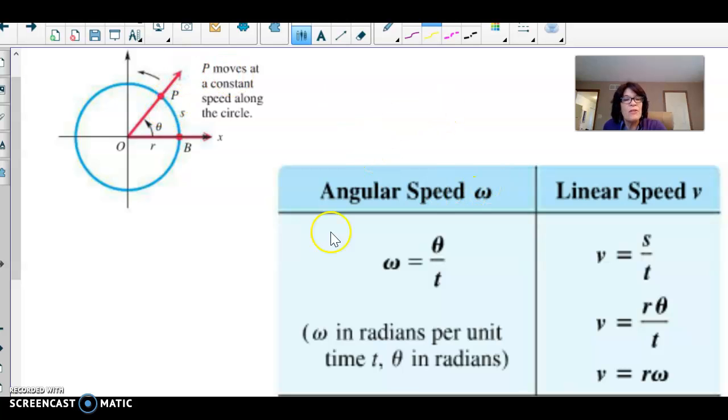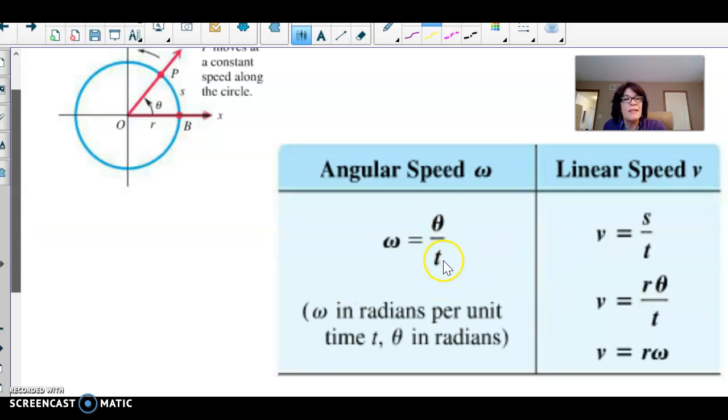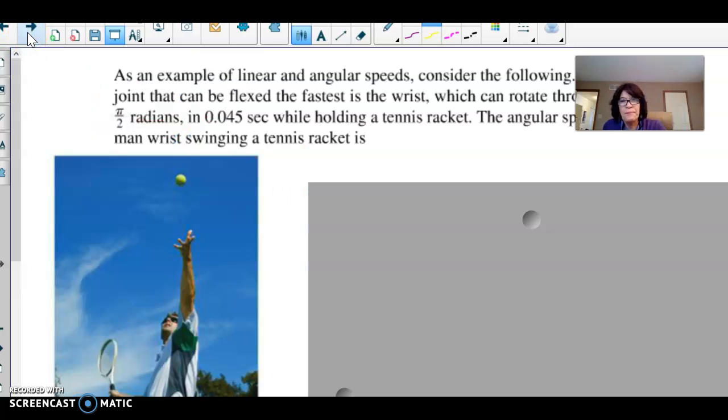Okay, so let's just try to get those settled in your head. Omega is the angle in radians over time. Notice theta is in radians again, not 20 degrees over time. In radians. All of these formulas only work with the mathematical measurement of the angle, which is radians, not degrees anymore.